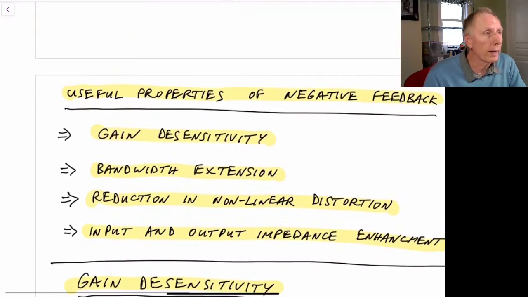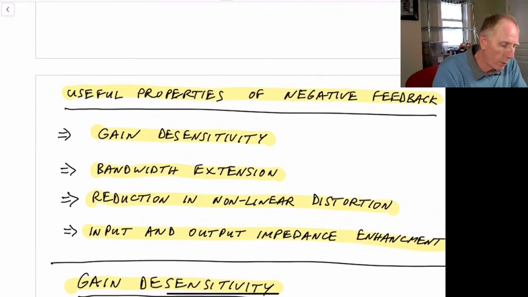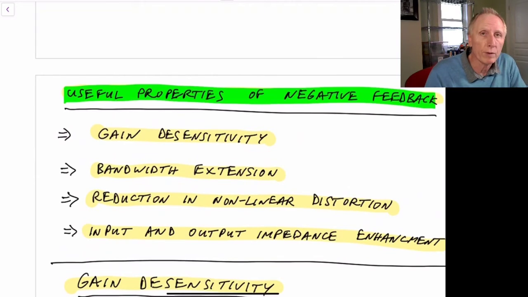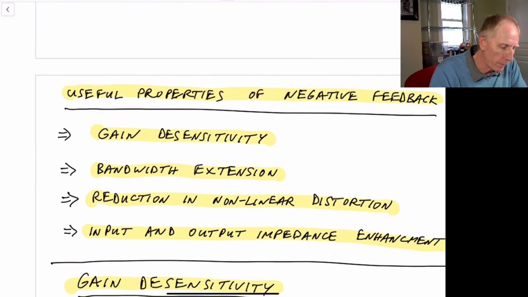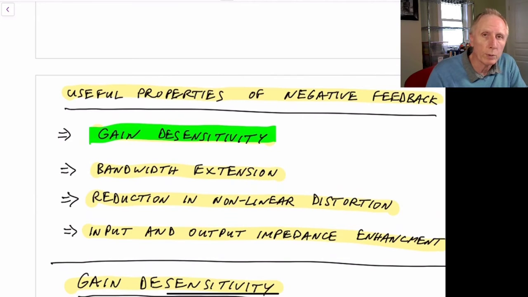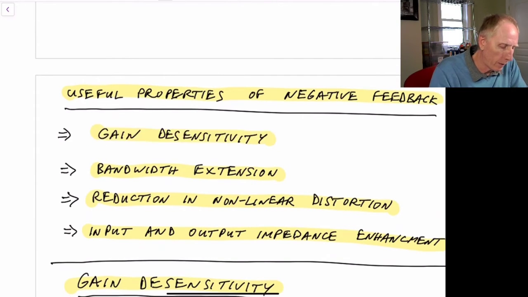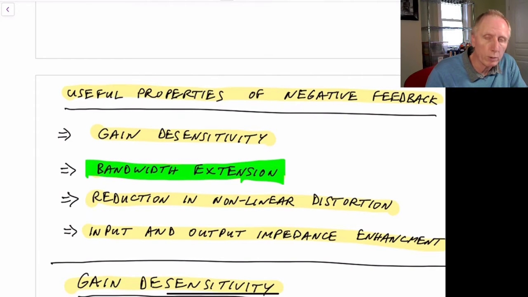So the next thing I'd like to look at is the useful properties of negative feedback. And there's 4 main properties. There's gain desensitivity, which we just saw an example of. We'll look at that in a little more detail. There's bandwidth extension that we'll see. By using feedback, we'll have our closed loop amplifier bandwidth be extended, both in the high frequency and in the low frequency.